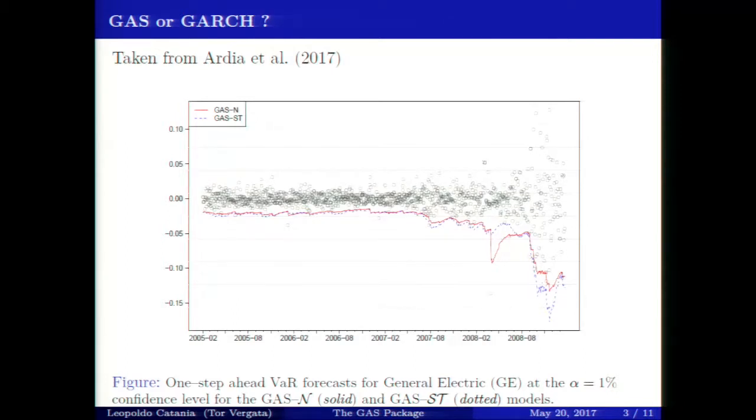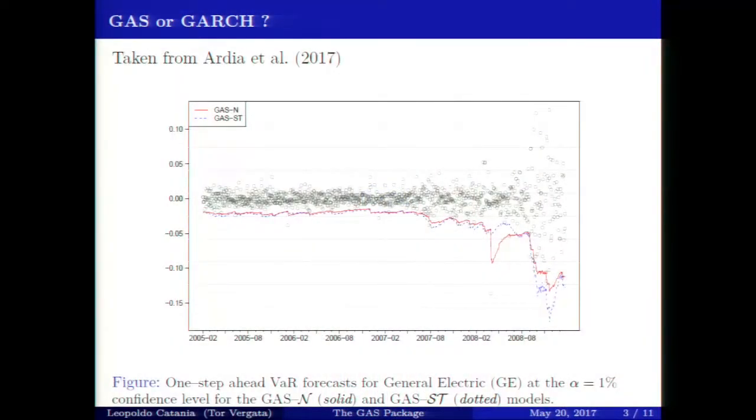So here I report a picture taken from a paper that I have with David and Chris, and we can see these are one step ahead forecasts of the 1% value at risk for General Electric. You can see at the end of the sample how a spike affects the quantile prediction. This is very bad if you are in risk management, because due to the persistence of the volatility, it takes a lot of time to go back to the unconditional level, and you pay money for that because you cannot invest. You have to respect capital requirements.